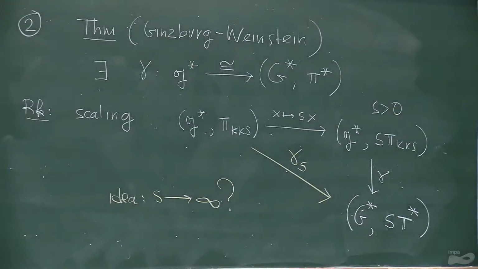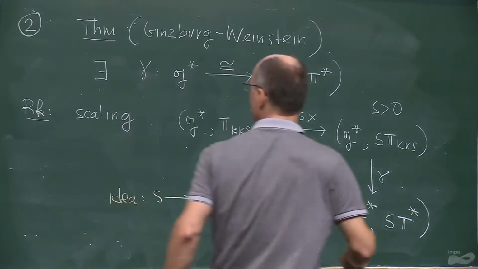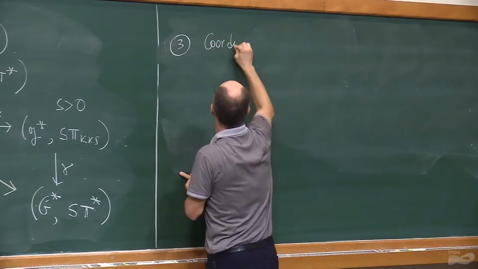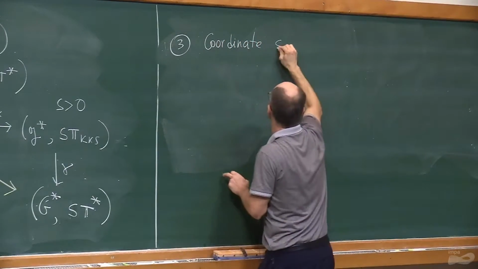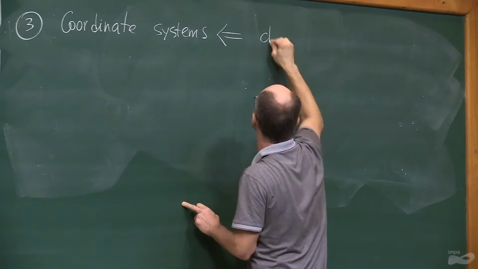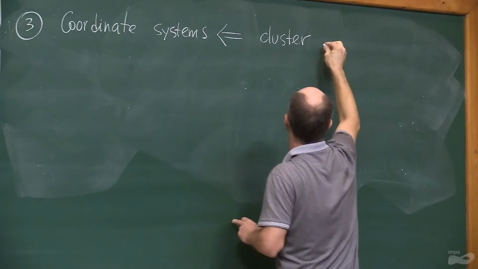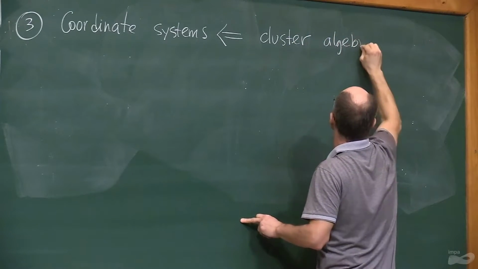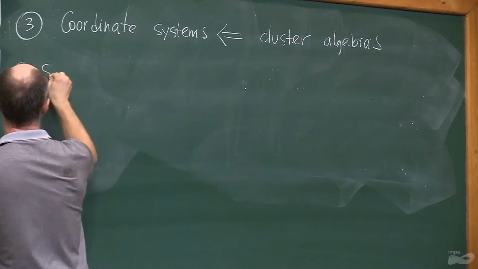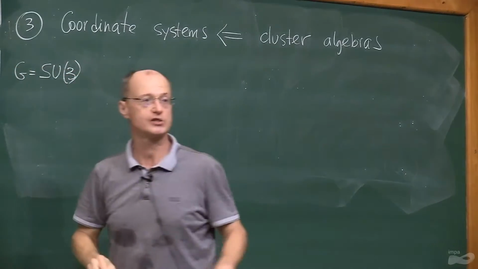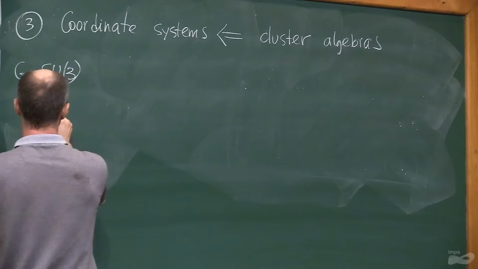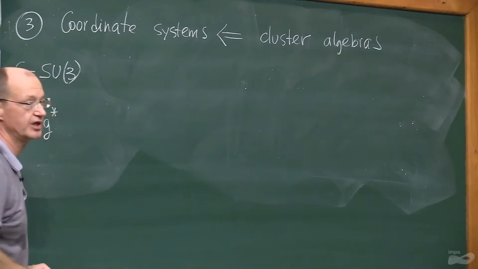However, here we bring in another technology. So these are special coordinate systems. And this technology comes from the theory of cluster algebras. So I'll give you an example of G equal to SU3. But in fact, you will see that this example basically generalizes to the arbitrary case relatively easily.